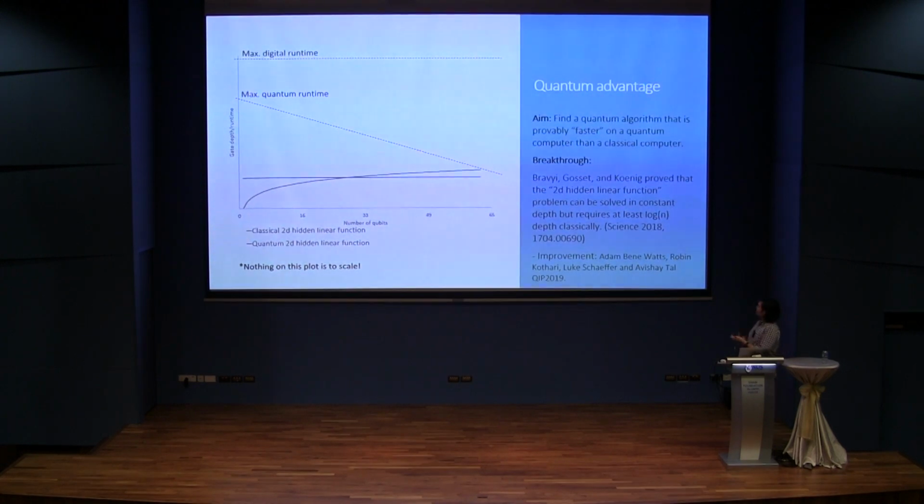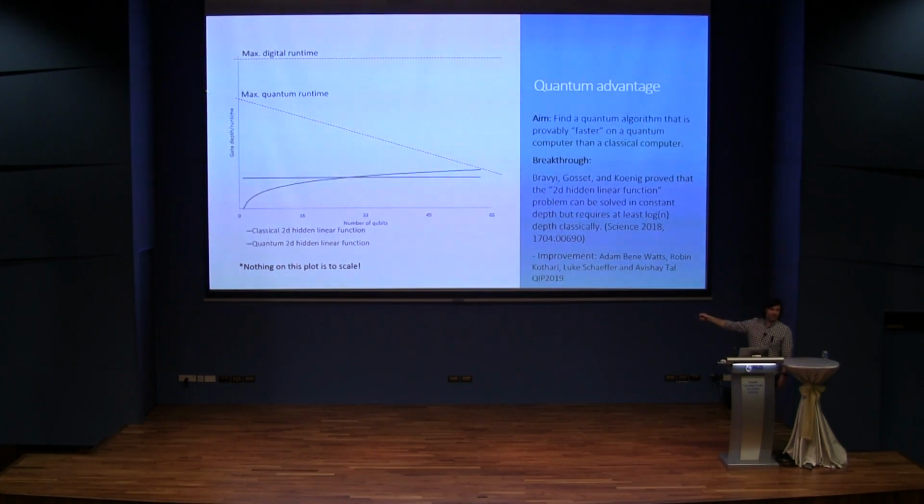And Hanhi mentioned this earlier, but Bravyi, Gosset, and König showed that the 2D hidden linear function problem can be solved in constant depth with a quantum computer, but requires at least log n depth classically. Now, what does this mean in terms of outperforming classical computers in the near term? Probably not that much, because you can imagine having a maximum digital runtime on a classical computer, and it's huge. This is not to scale. That's a long time, because memory can last a long time classically. You have a logarithmic type scaling classically, but a constant scaling quantumly for this sort of problem.